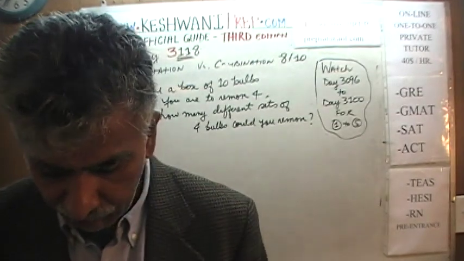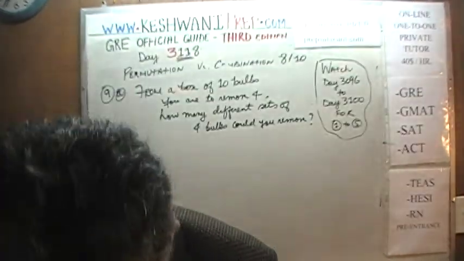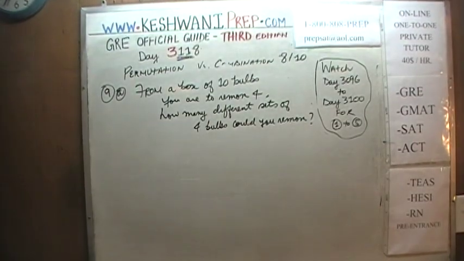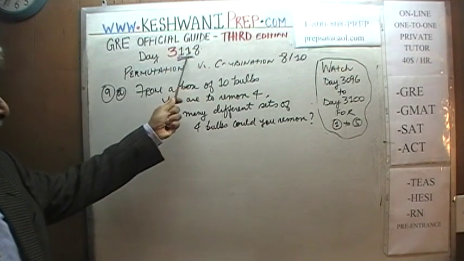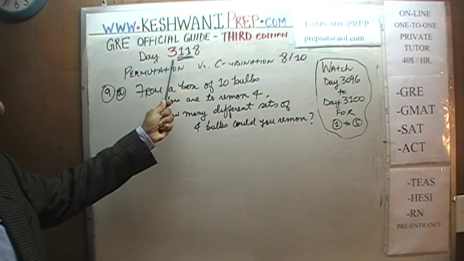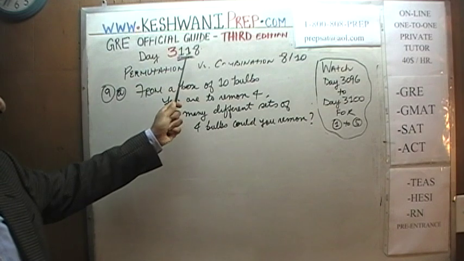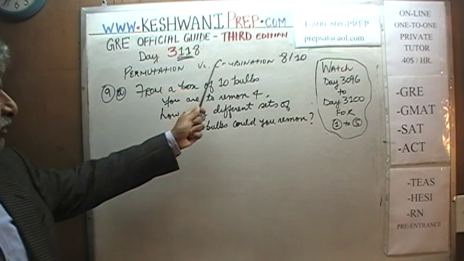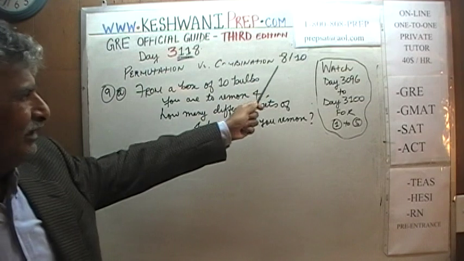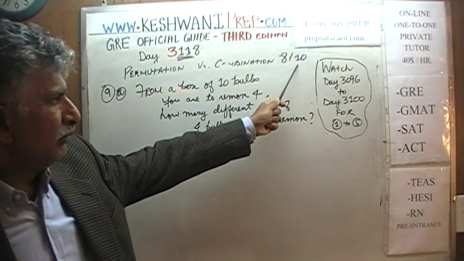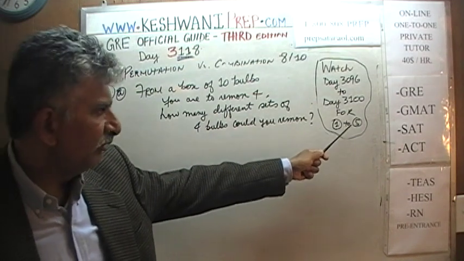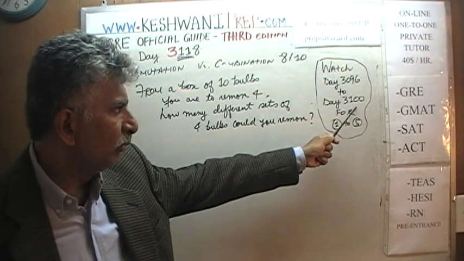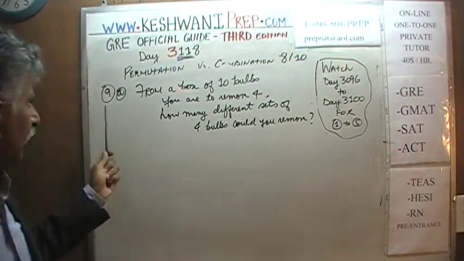Today is our lesson number 118. Day 118, or to be more precise, day 3118. The 3 signifies the fact that we are in the third edition. Day 118, we are on the topic of combinations versus permutations, and today is our 8th video in the series of 10. If you want to watch the first five videos in the series on permutations versus combinations, you will find them on days 3096 through 3100. Today we'll do problem number 9.